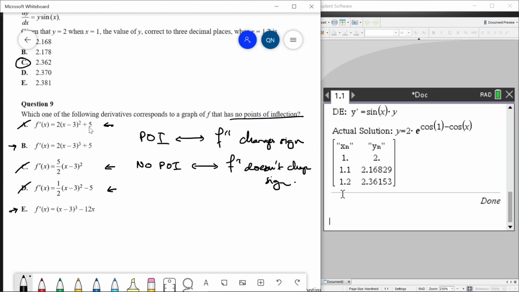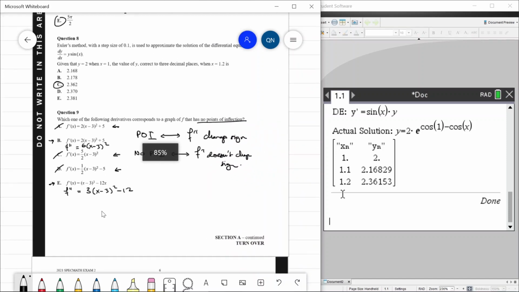So the question is now, for these f primes over here, what is the corresponding f double prime? And we want to select the one that doesn't change sign. So for option B, the corresponding f double prime is going to be something like 6(x - 3)^2. And option E is going to be something like 3(x - 3)^2 - 12.